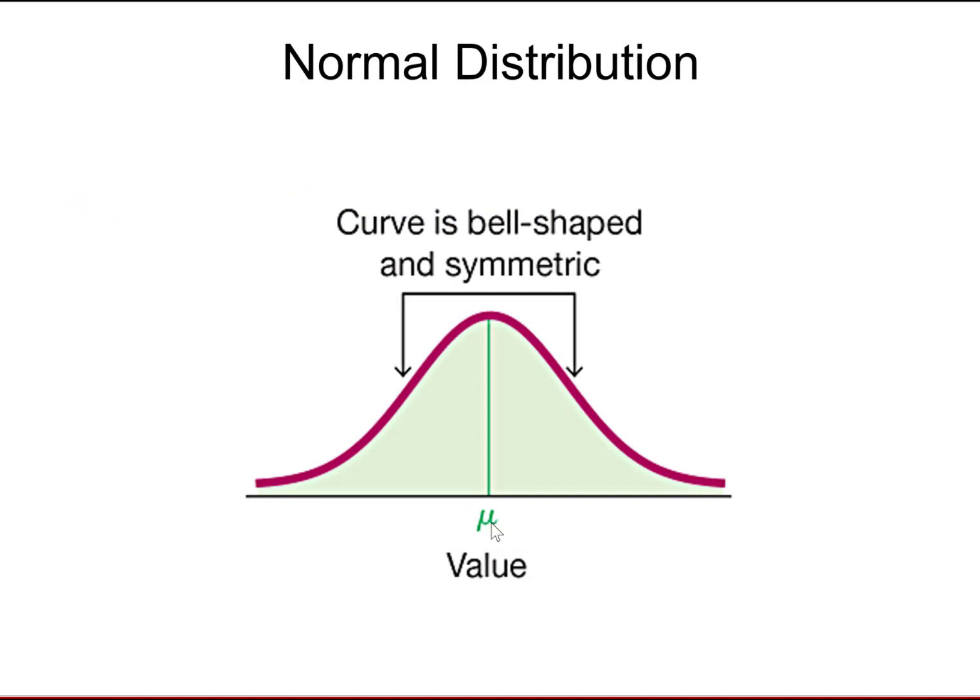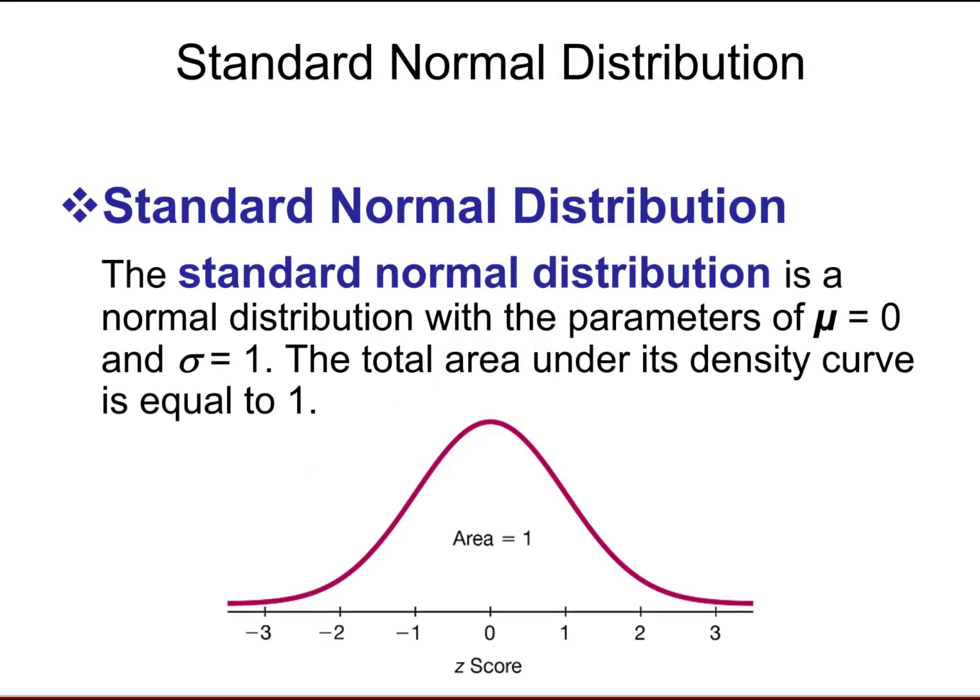At the center of the distribution is the mean, and it's symmetric about the mean. We say it's bell-shaped and symmetric. The mean, the median, and mode all fall right there in the middle. The standard normal distribution is a specific type of normal distribution with a mean of 0 and a standard deviation of 1. And this harkens back to the empirical rule that we learned about before.